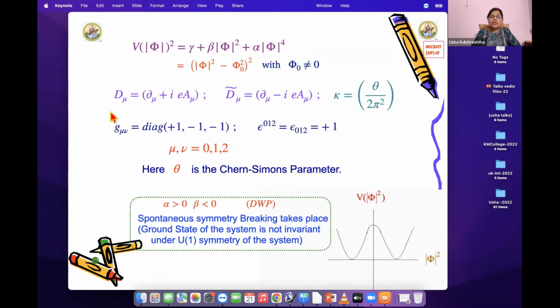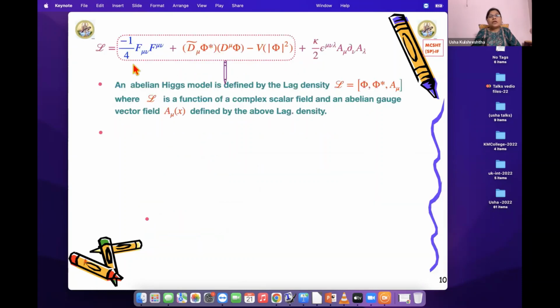D mu defines the covariant derivative. This one is the complex conjugate of D mu. Theta is the Chern-Simons parameter, and kappa is defined by theta over 2 pi squared. G mu nu is our metric, and this one is an antisymmetric tensor. And of course, mu nu takes values 0, 1, and 2. Now, this theory, without this Chern-Simons term, is an abelian Higgs model and is defined by this Lagrangian density.